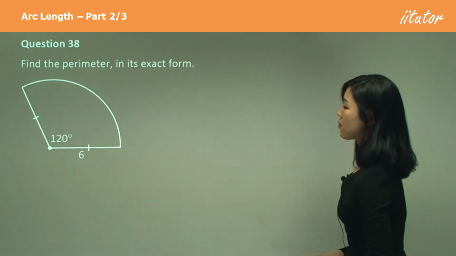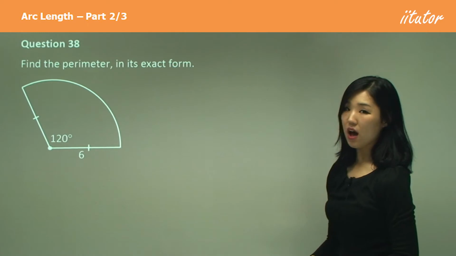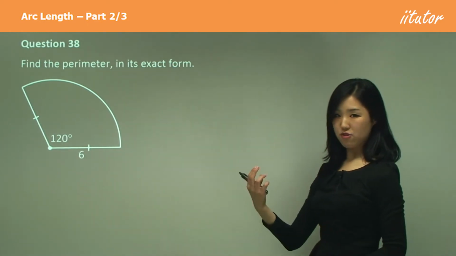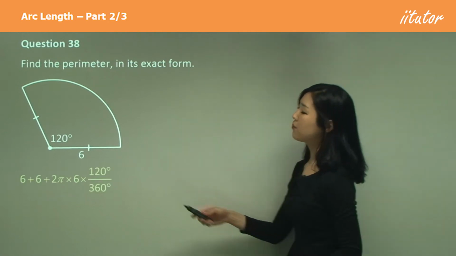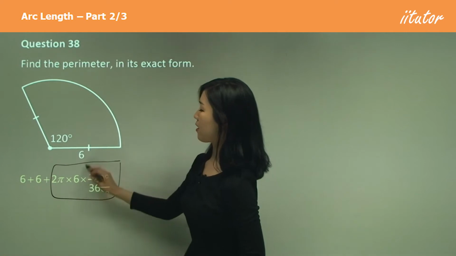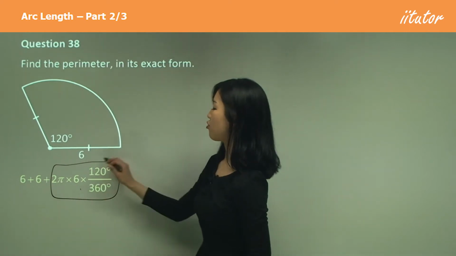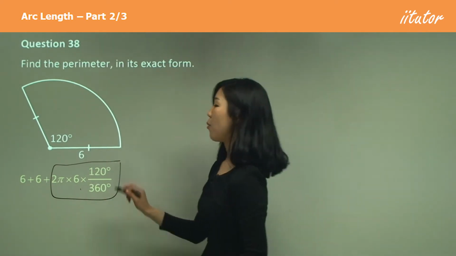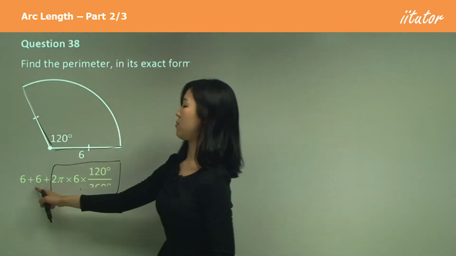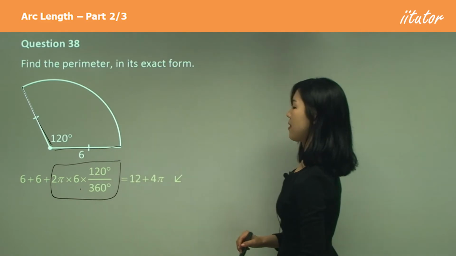38. Find the perimeter. Again, we need to find the arc. It's going to be 120 over 360. That's the fraction of the arc. So we do, this part is the arc, 2 pi times 6 times 120 over 360. And we add it to 6 and 6 to get the whole perimeter. So 6 plus 6. Add it up, and that's your answer.